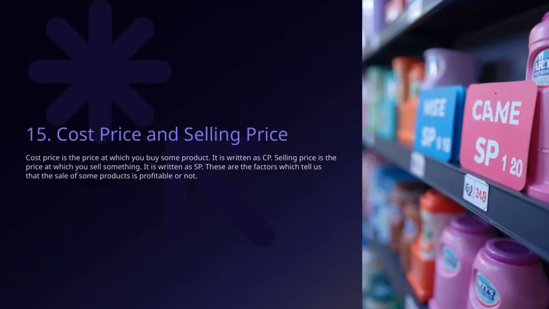Now let's talk about cost price and selling price. The cost price, or CP, is simply the price at which you buy a product. It's what you pay to acquire it. On the other hand, the selling price, or SP, is the price at which you sell that product to your customers. These two figures are crucial because they help us determine whether a sale is profitable or not.